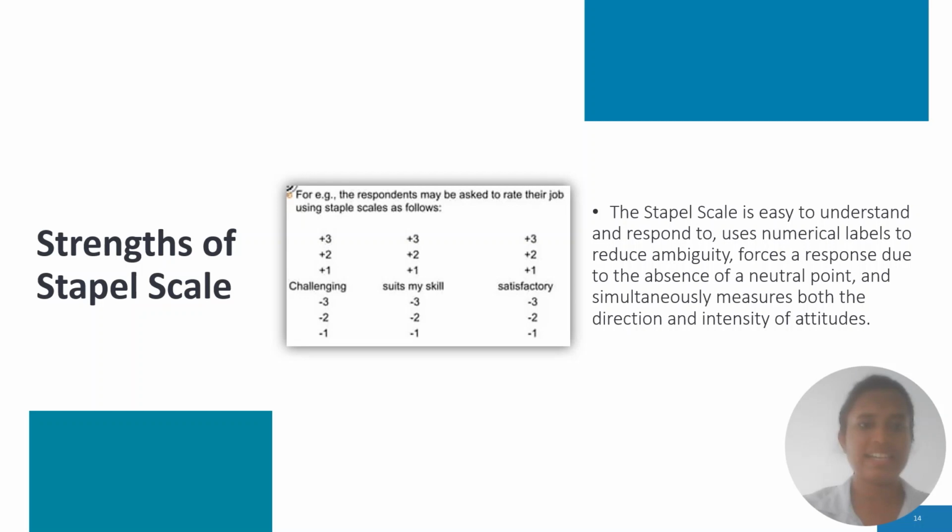Then let's talk about the strengths of that scale. It is actually easy to understand and respond to by using numerical labels. It is good because of the absence of a neutral point, and it measures both the direction and intensity of attitudes. So those are the strengths of the Stapel scale.